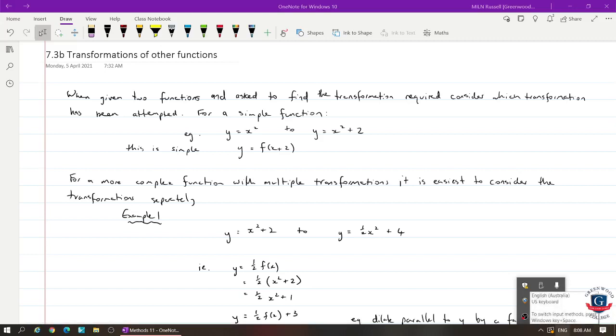So here we're looking at transformations of other functions. Here's a bit of an extension on what we were doing before. When given two functions and asked to find the transformation required, consider which transformation has been attempted. For a simple function, this is easy.